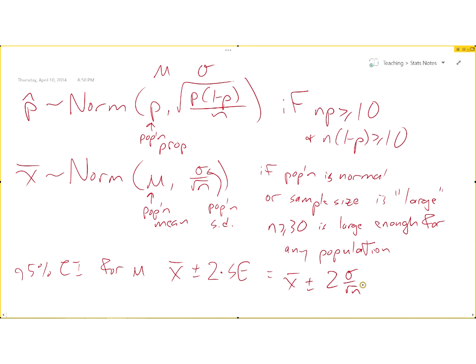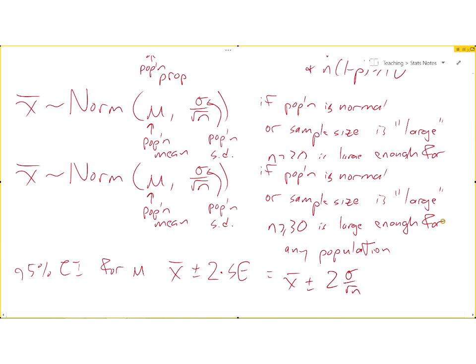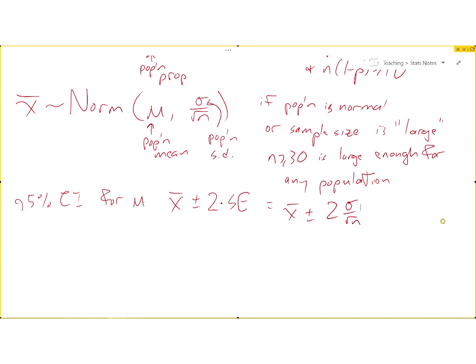But we don't know sigma. So put a little arrow there. I don't know what that is. So instead, what we do is we substitute. I'm going to put a little equals with a question mark over it. We substitute S, which is the standard deviation of our sample. So S is the sample standard deviation.